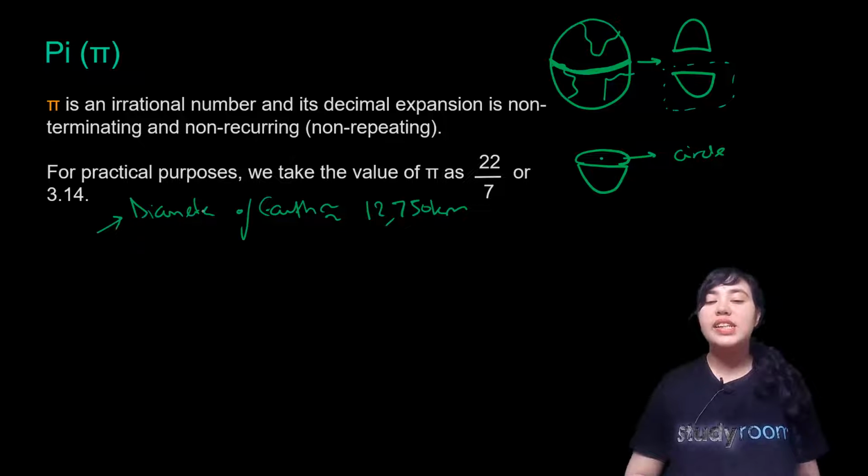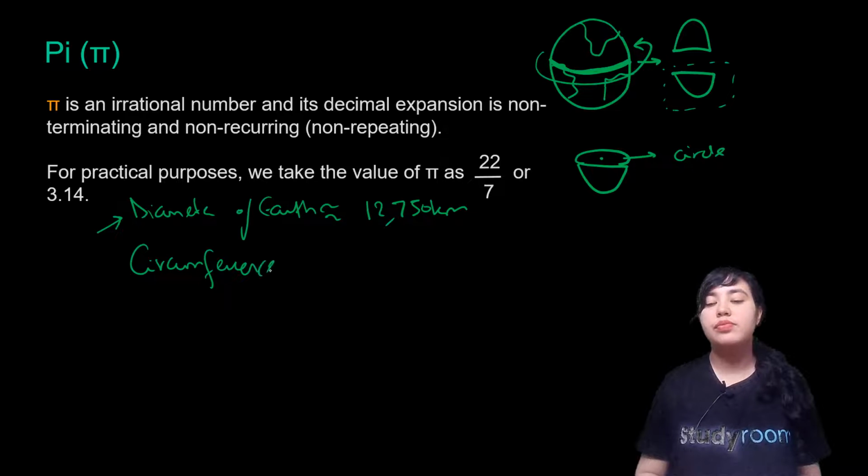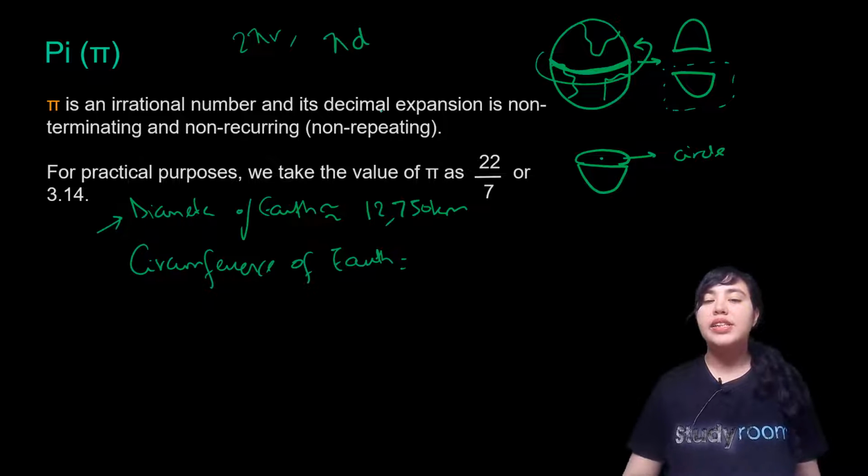So using this, we can easily find out the circumference of earth, the entire distance that will take to go around the earth. So how can we do that? How can we find out the circumference of earth? There are two formulas for circumference, right? We have 2 pi r and we have this formula pi d. Now since diameter is provided to me, it makes sense to use this formula.